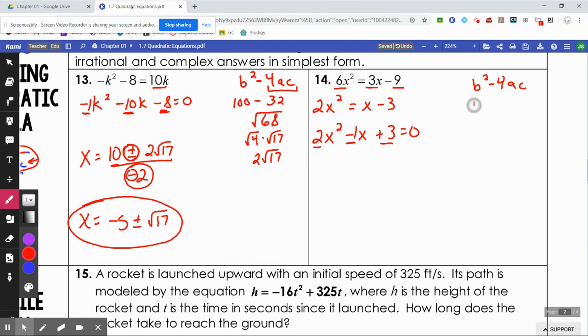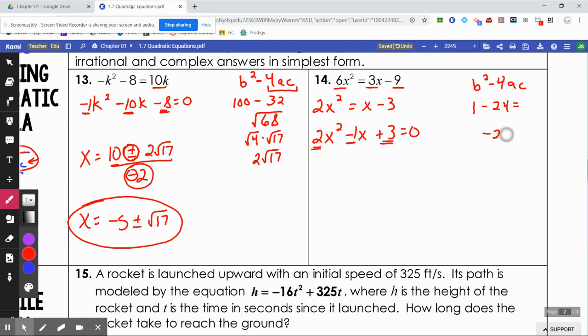B to the second power would be 1 minus 4 times a times c. Let's go ahead and do 4 times a times c. 4 times 2 times 3. That'll be 24. So you get a negative 23. And again, that's the stuff under your radical in that problem.